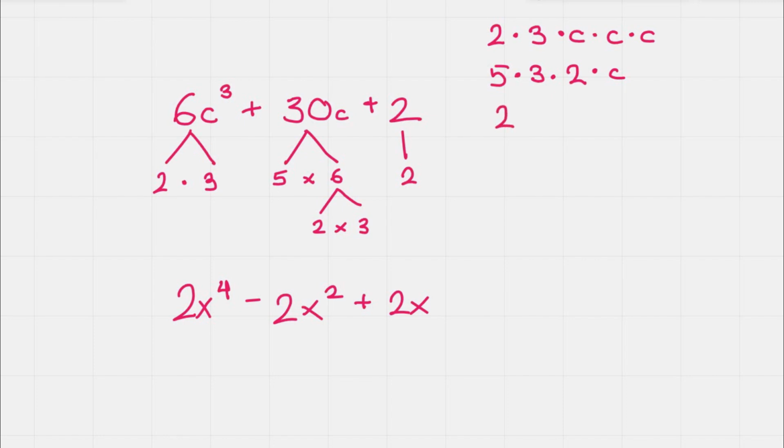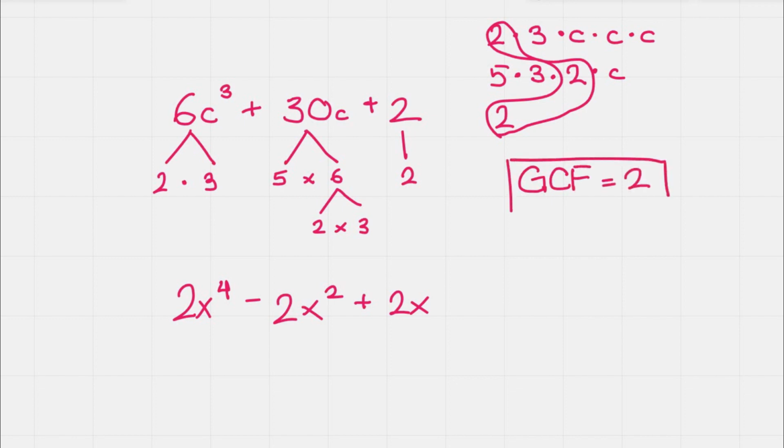Now what you want to do is find the maximum number of factors that all 3 terms share. And in this case, the only factor that they all share would be 2. So we're going to circle all 3 2's, and that is our greatest common factor. Now let's write down GCF is equal to 2. Okay, let's move on to our second question.